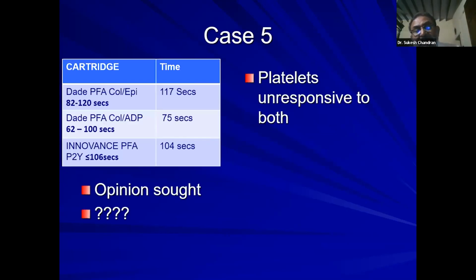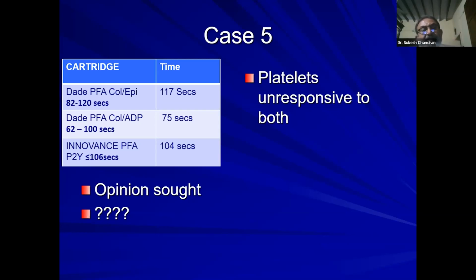We also have a PFA analyzer. So after all these tests, we said that the platelets are unresponsive to both. So he called me and said, what do we do next? I said, sir, I am not a cardiologist. I'm a clinician, but I work in the lab. If you tell me what to do, because you have been participating in all the antiplatelet drug therapy trials, you should be making the decision. He said, no, you have been telling us a lot of important information. You have to tell us.